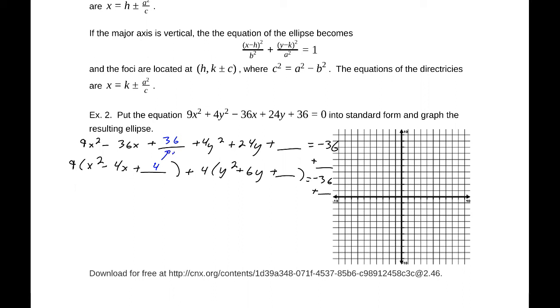Okay, 9 times that value. And then down here, that would make a plus 9, which means I really need to have a 36 there as well. So I'm going to add 72 to both sides there. So this will be 9, and then that is an x minus 2 squared, plus 4, y plus 3 squared, equals 36. Now, this needs to be equal to 1, so we're going to divide by 36.